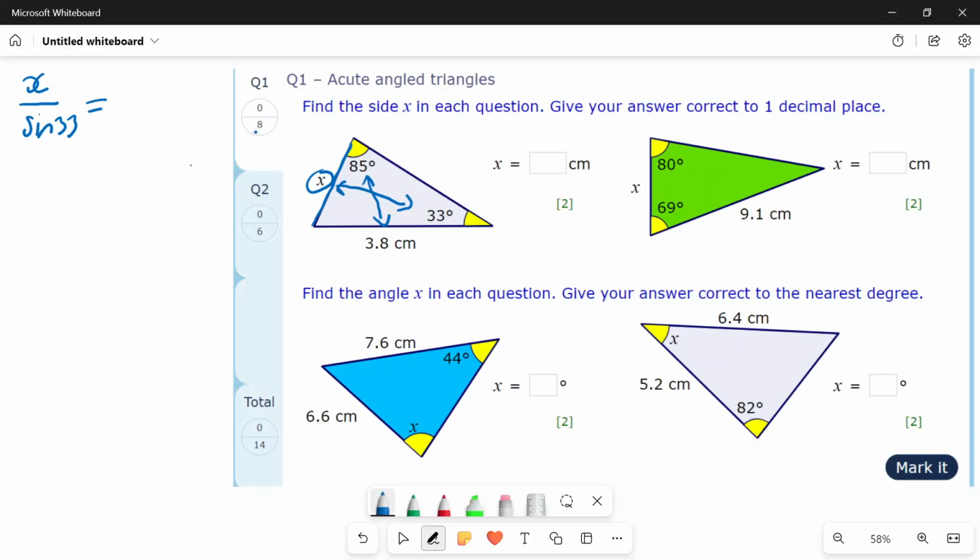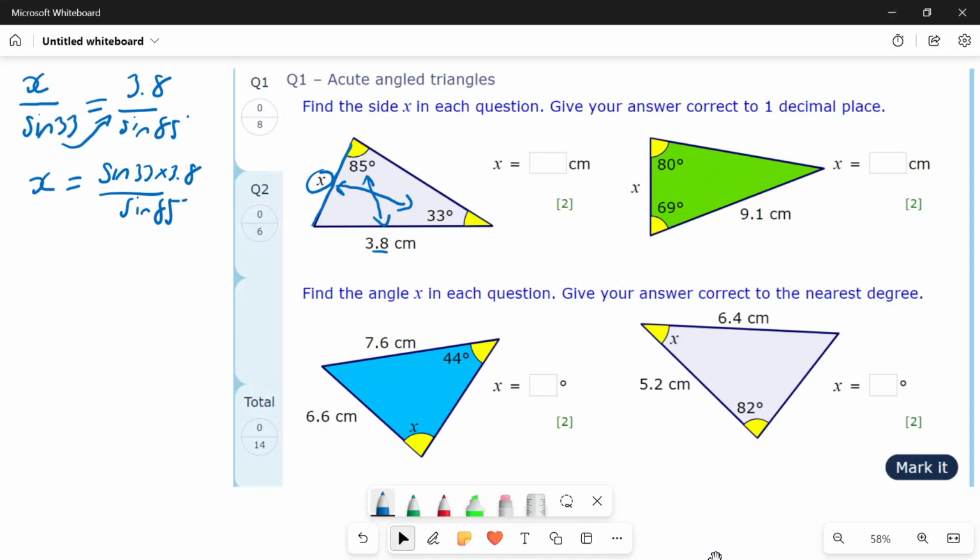Now I put the sides at the top. So the x at the top, so the 3.8 needs to be at the top. And that goes over the sin of the opposite angle, sin 85. So when we rearrange, we move the sin, divide by becomes multiply, so it's sin 33 times 3.8 over sin 85.